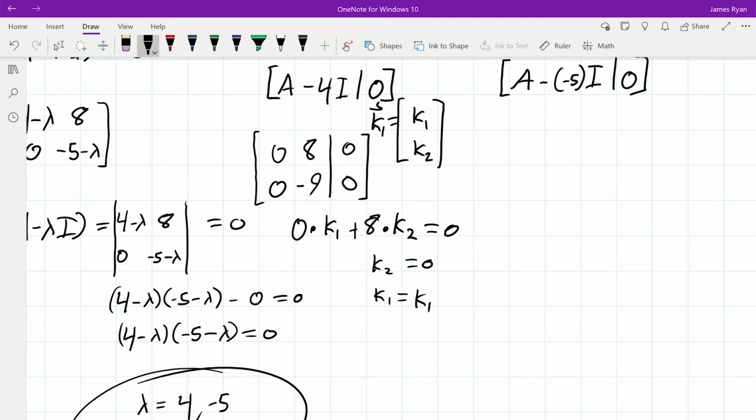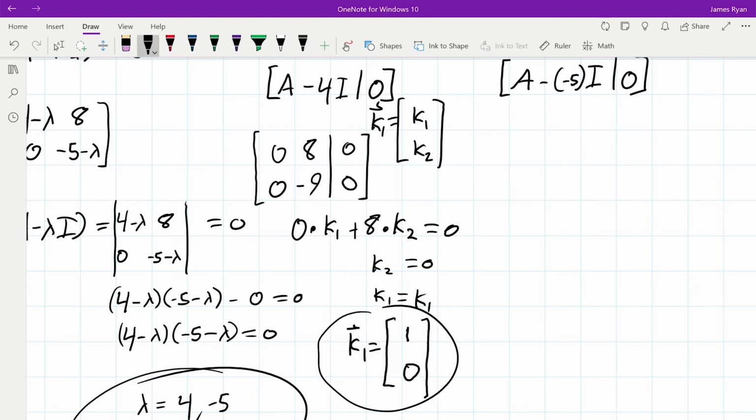And so what we do is we choose convenient numbers for those eigenvectors. So instead of k1 equals k1, when I form the eigenvector k1, I will say that this is the vector 1, 0. I know k2 has to be 0, but since k1 can be any number, it's convenient to choose the value 1, because that makes it easy to write down. And that should make a lot more sense when we do the next eigenvector. You'll see why that is. Okay, so this is k1. We've got that. So now let's find k2.